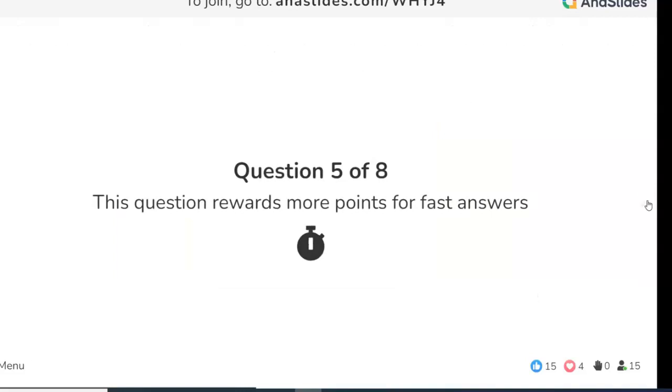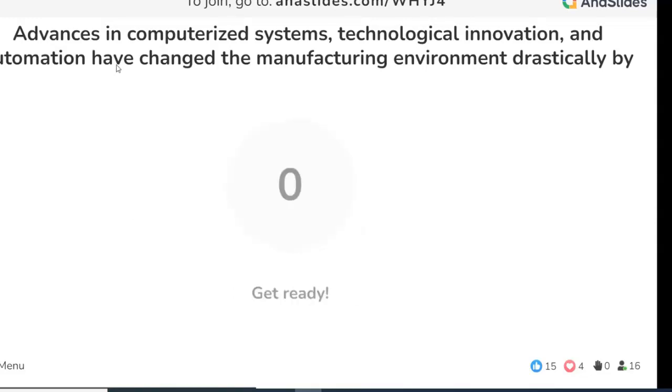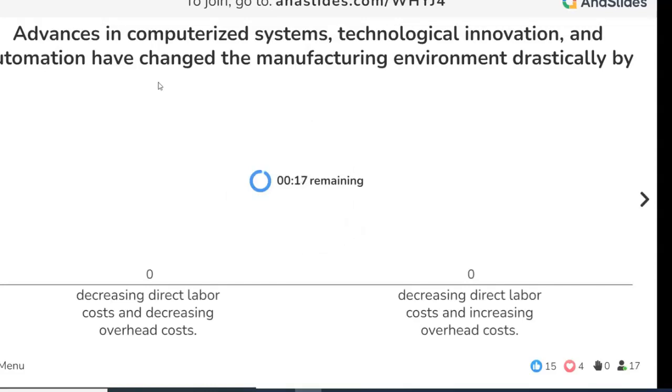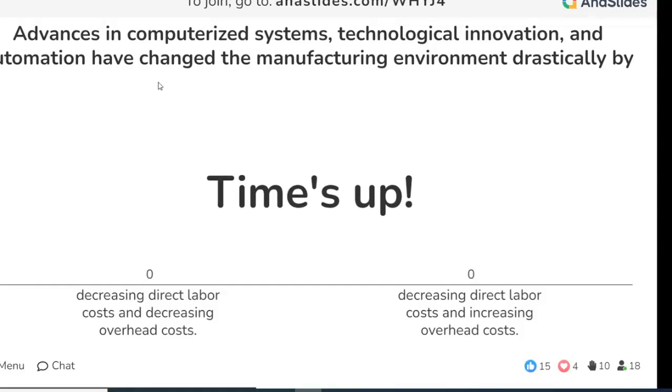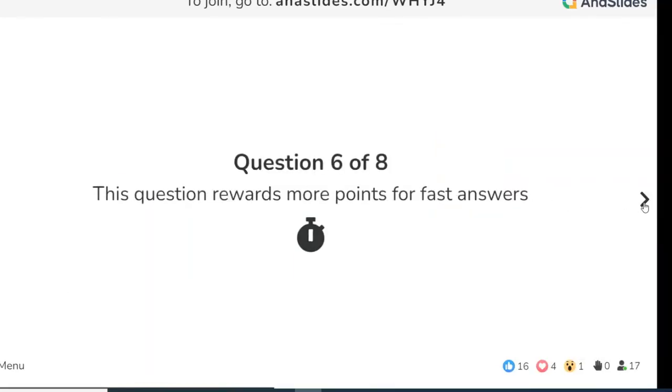The question, okay, number 5. Advances in computerized systems, technological innovation, and automation have changed the manufacturing environment drastically, by decreasing direct labor costs and increasing overhead costs. Again, 6 people got it right. You've got to get this wrapped around your head. Activity-based costing. All right, let's see if you do better in the next question.